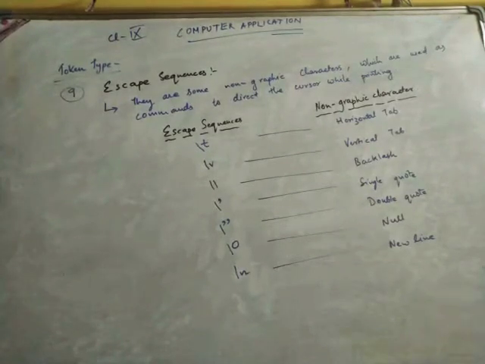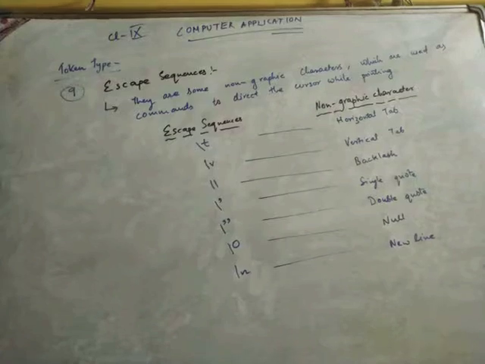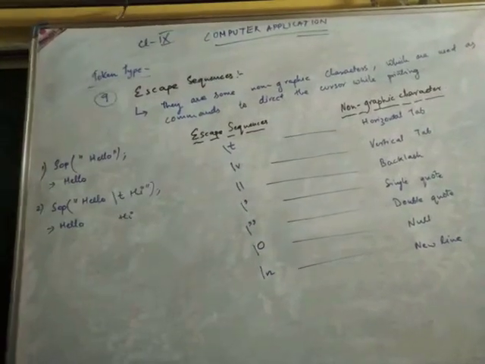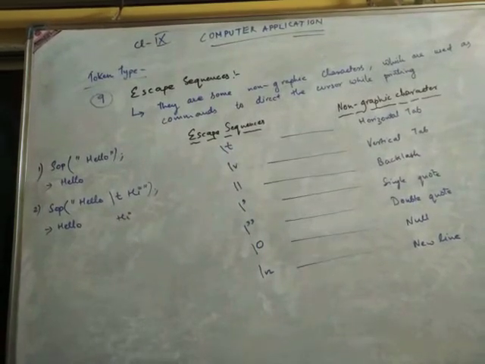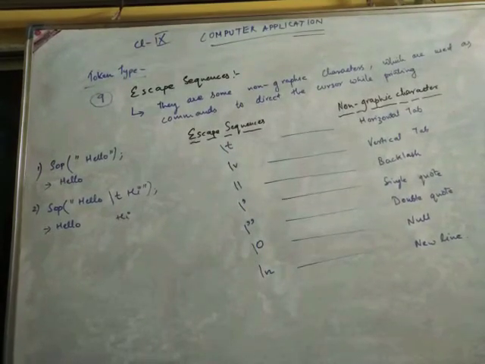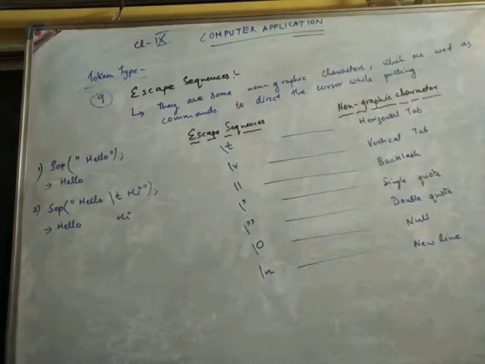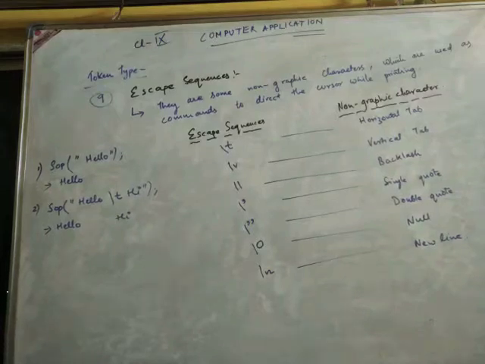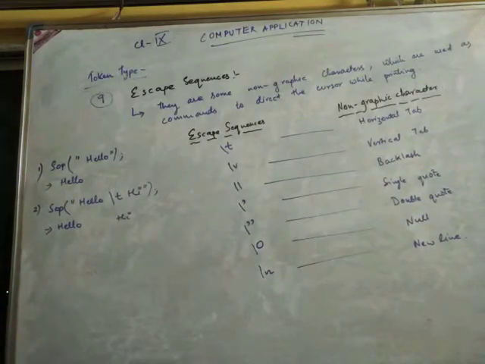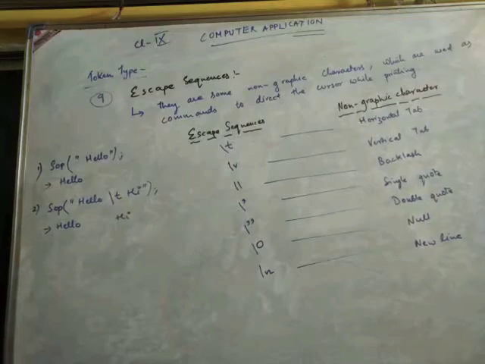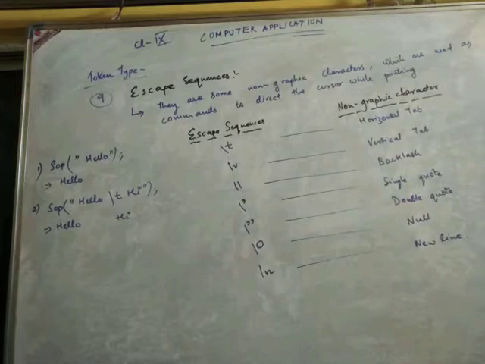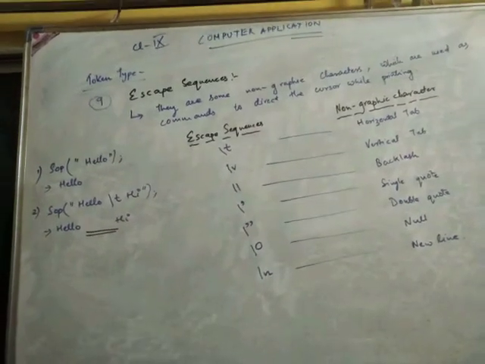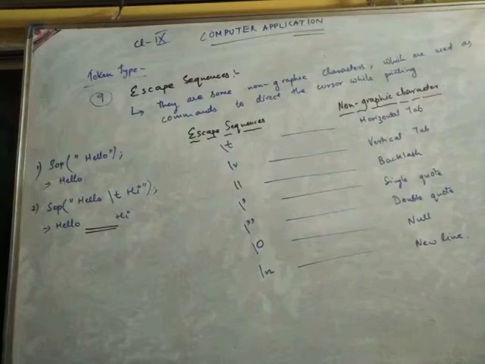We use them in the place of system.print when writing a message. If I have just written system.print hello in double quotation, what will happen? Hello will come on the computer screen. If I use slash t, hello slash t hi, in double quotation, what does slash t do? After hello it will take a tab space, blank spaces, and then hi will come on the screen. A space is there between hello and hi because of slash t. Clear? So slash t is used for tab space.